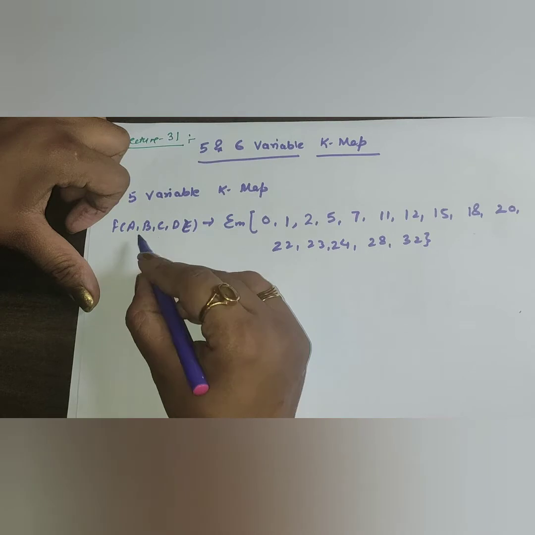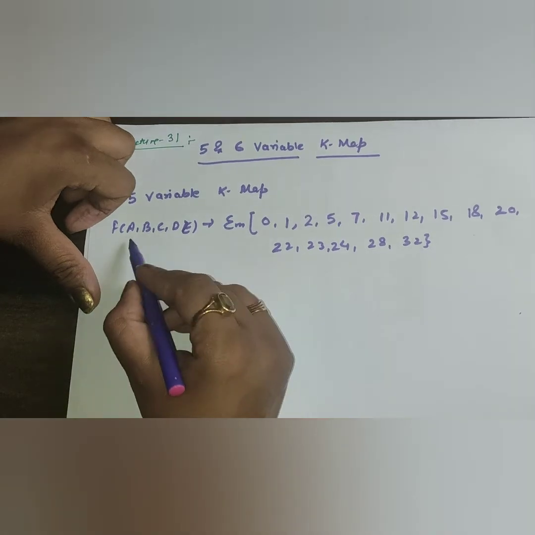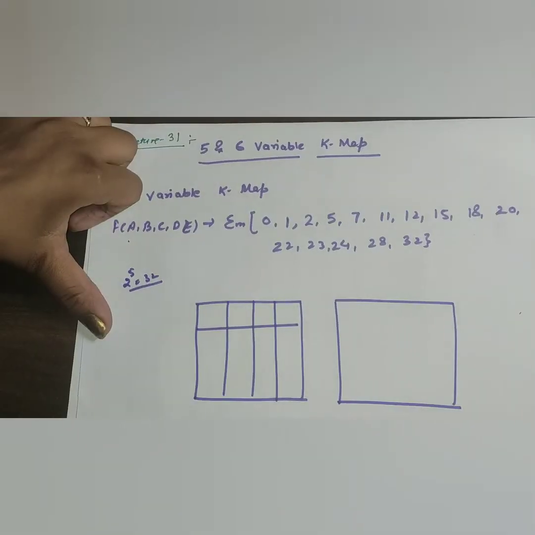Now I will explain how we can make the grouping of 5 and 6 variable K-maps. Let's suppose we have one 5 variable K-map with variables A, B, C, D, E. For a 5 variable K-map, 2 to the power 5, that is 32 cells, are there. So we should make two 16-variable K-maps.